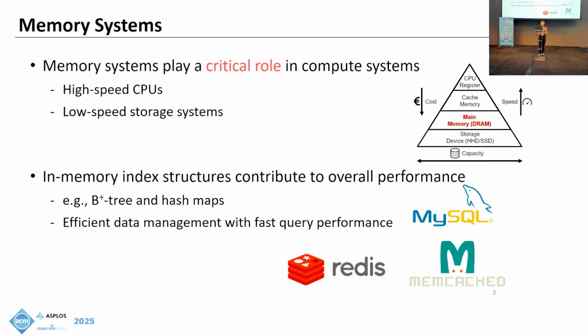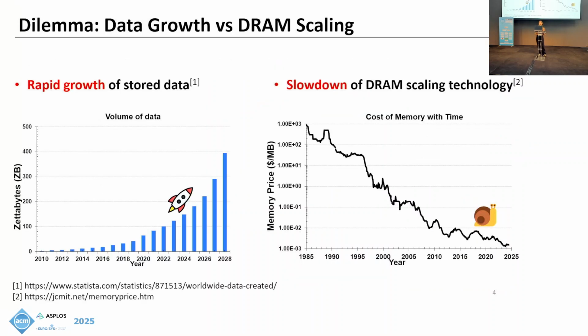To achieve high performance, we prefer to maintain the data within the memory system because it plays a critical role in the computer system. It lies between the cache layer and the storage layer. It bridges the performance gap between the high-speed CPUs and the low-speed storage systems. To efficiently manage the data within memory, we usually use indexes, for example, the B+ tree or hash maps.